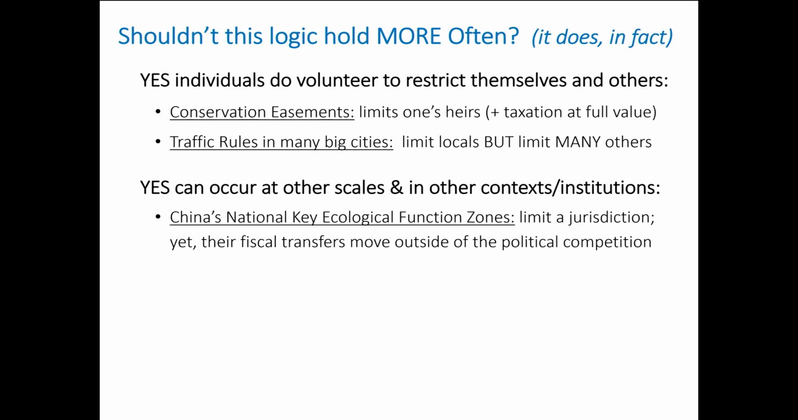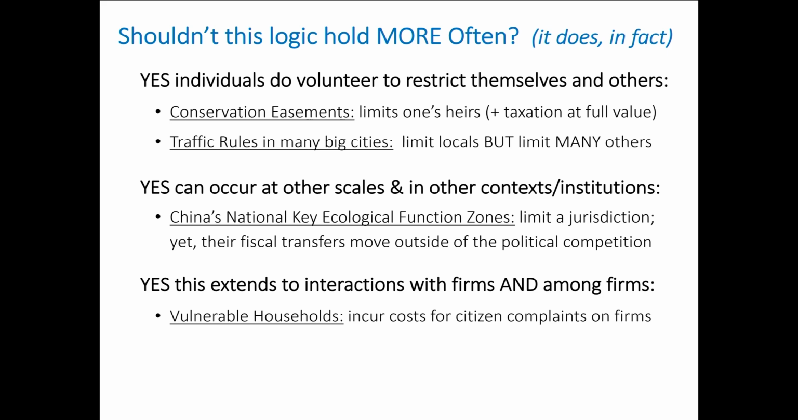Just as an interesting, totally different story, my colleague Wu Meng from China tells me about the national key ecological function zones, in which if you agree to have certain eco-services provided, your fiscal transfers are no longer subject to the same political competition, which is usually based on economic growth, right? So you sort of get out of the economic growth fight game, which is hard and you don't always win it, and you make a trade: yes, I'll do the green thing, take me out of the competition. Totally different institution in space, but it's a pretty similar trade, conceptually speaking.